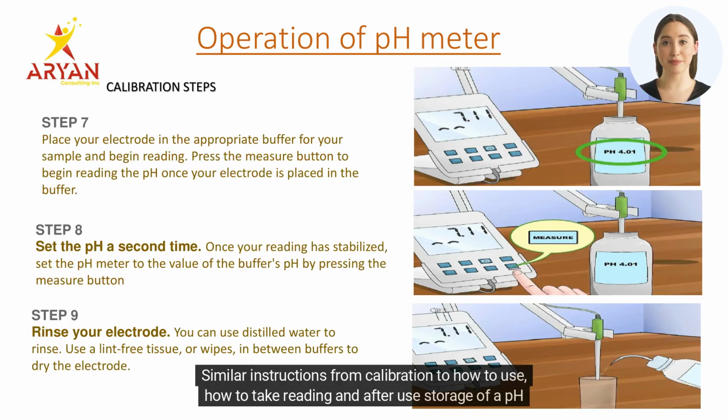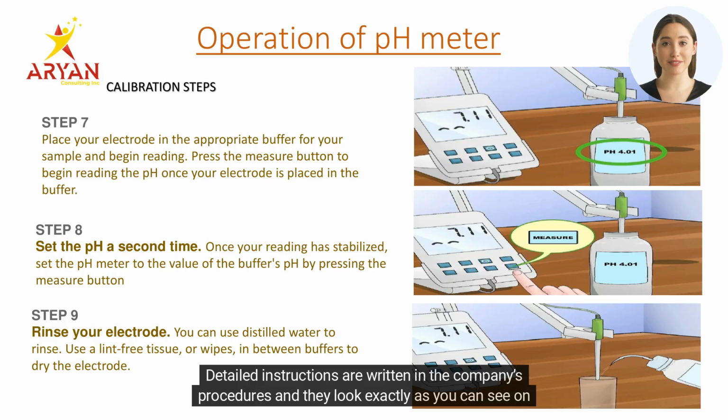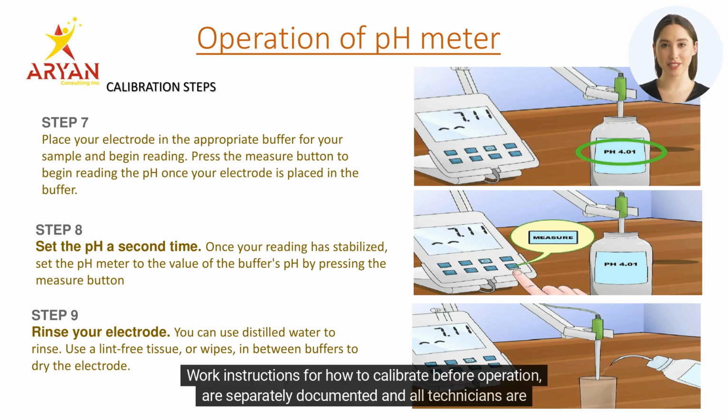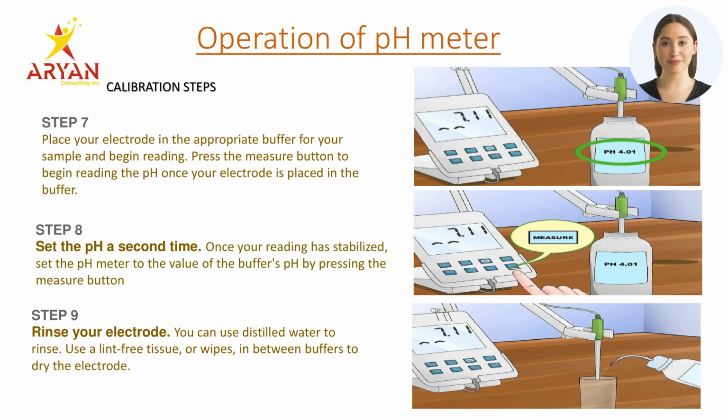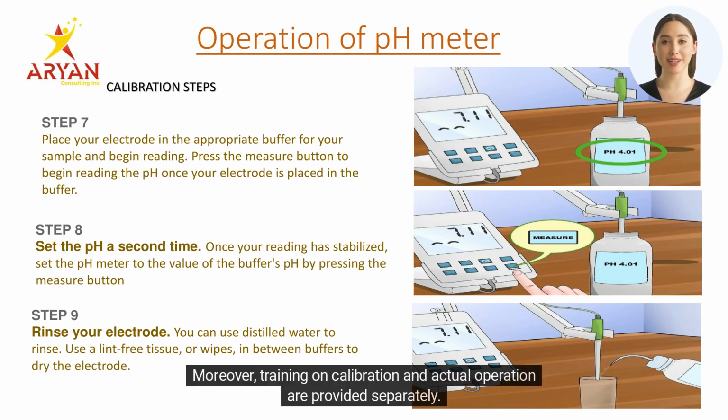Similar instructions cover everything from calibration to how to use, how to take readings, and after-use storage of a pH meter. Detailed instructions are written in the company's procedures, and they look exactly as you can see on your screen. Work instructions for how to calibrate before operation are separately documented and all technicians are trained on them. Moreover, training on calibration and actual operation are provided separately.